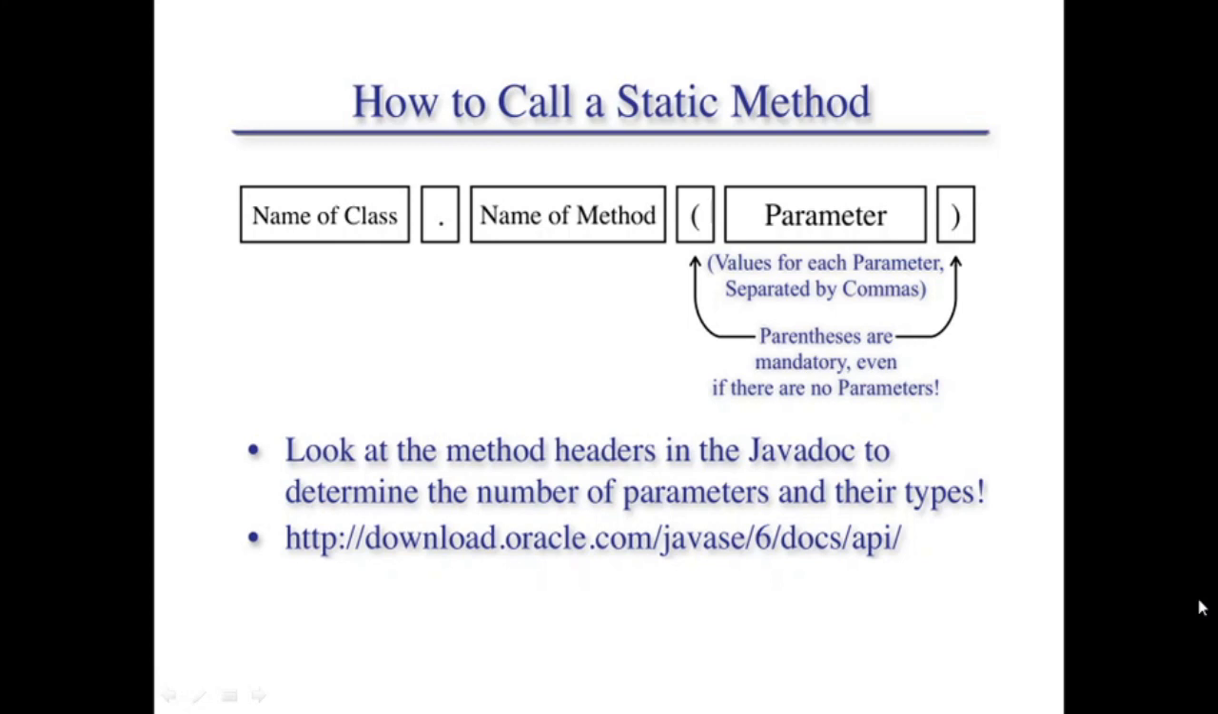So here is the example of a static method. It first starts with a class name, then a dot, then the name of the method, and then the opening parenthesis, then the comma separated values of the parameters or arguments, then the parenthesis gets closed. So this is the syntax of a static method.